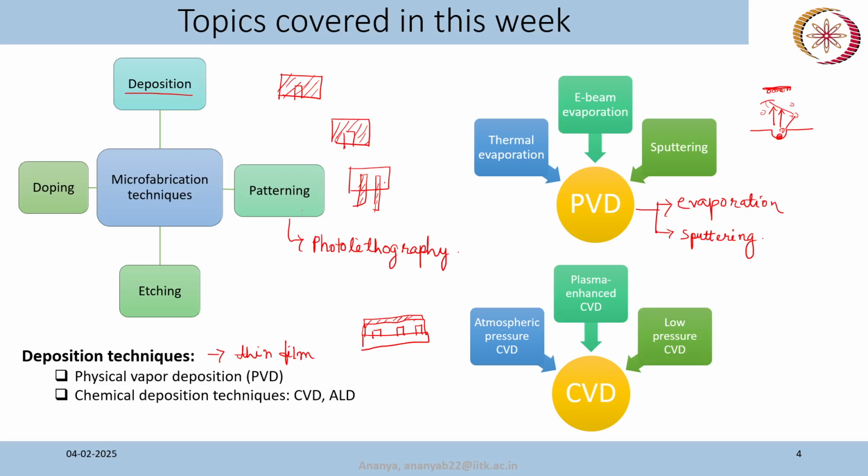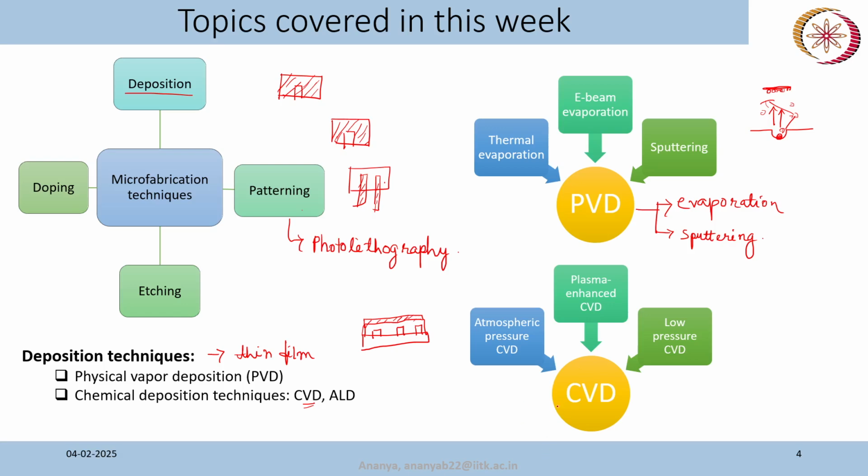Next is chemical deposition techniques. There are different chemical deposition techniques. We will mainly discuss CVD, chemical vapor deposition. ALD is atomic layer deposition. If you want, you can check how ALD works. What happens in CVD, it's a chemical deposition technique, so some kind of chemical reaction is happening. Normally for these chemical reactions to happen, some energy will be required.